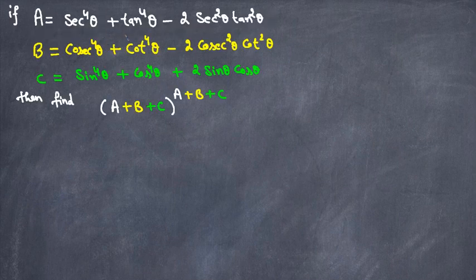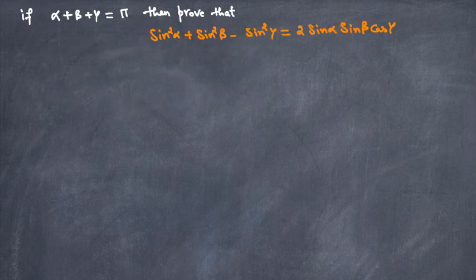Then we're gonna solve this problem. That's where they give you the value of a, b, and c, and they said find what should be the value of a plus b plus c raised to power a plus b plus c. That's a fun problem. And then this one, so they give you three angle and their sum is pi, and then they said prove that sine square alpha plus sine square beta minus sine square gamma is equal to 2 sine alpha sine beta cos gamma.